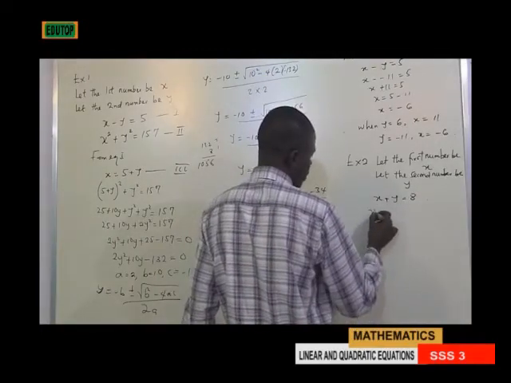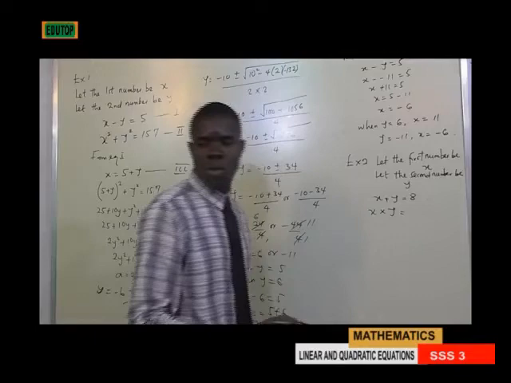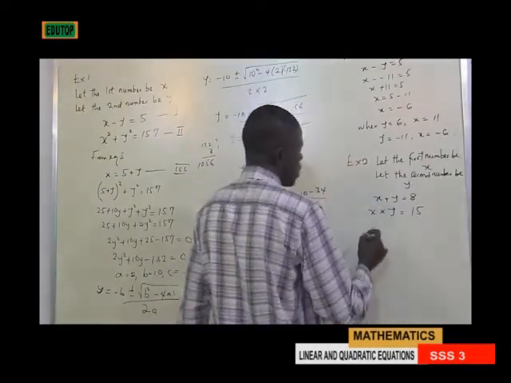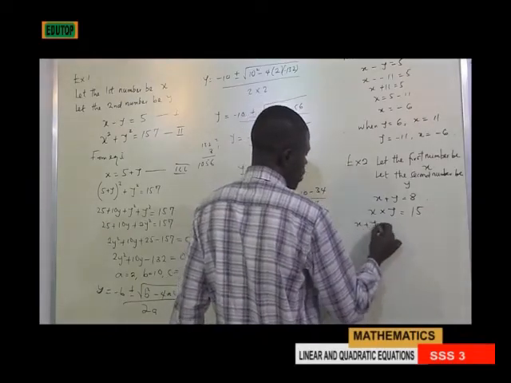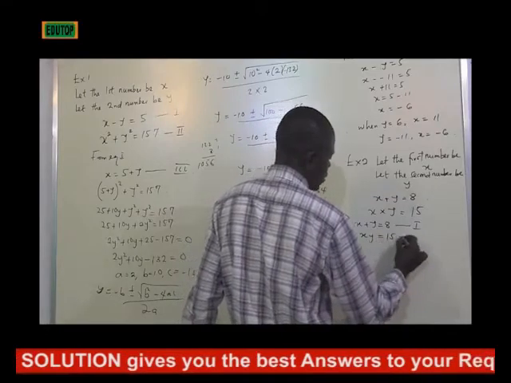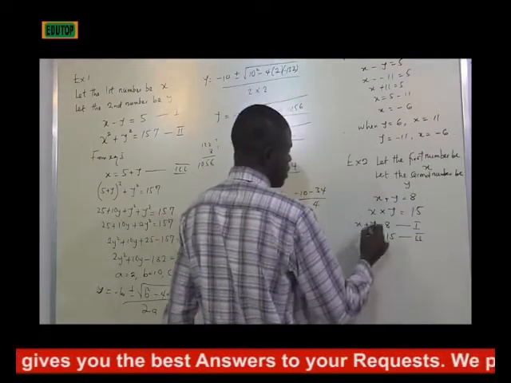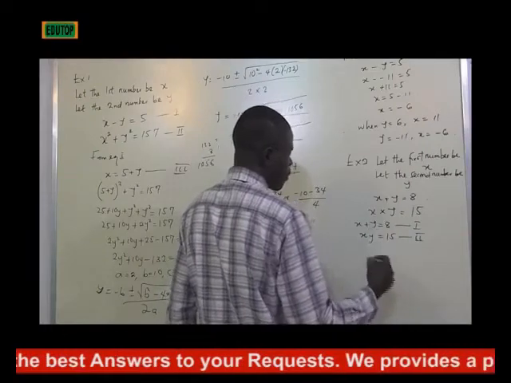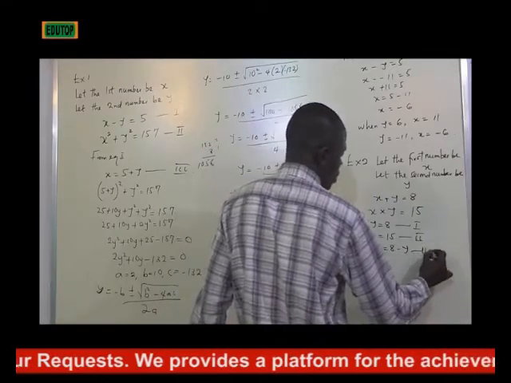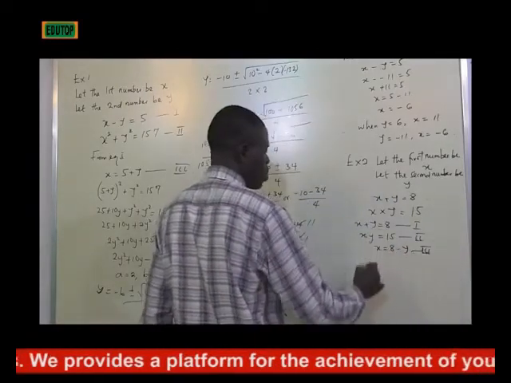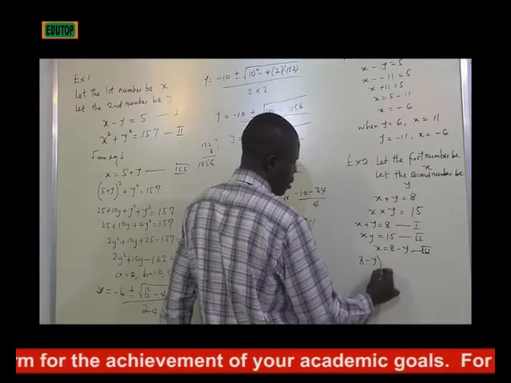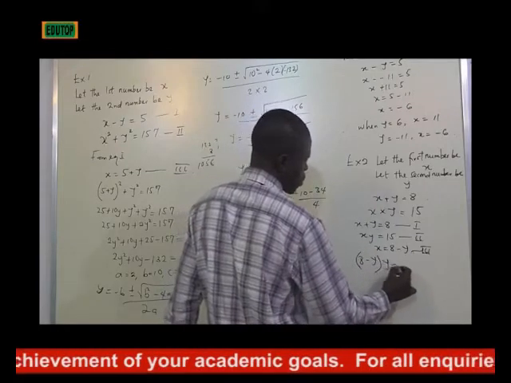Their product, that is x times y, is equal to 15. So automatically you have x plus y equals to 8, that is equation 1, and xy equals to 15, that is equation 2. Then, making x the subject of the formula in equation 1, I'll have x equals to 8 minus y, that's equation 3. Then I substitute equation 3 into equation 2. By doing so, I will have 8 minus y, that's my x, multiplied by y equals to 15.